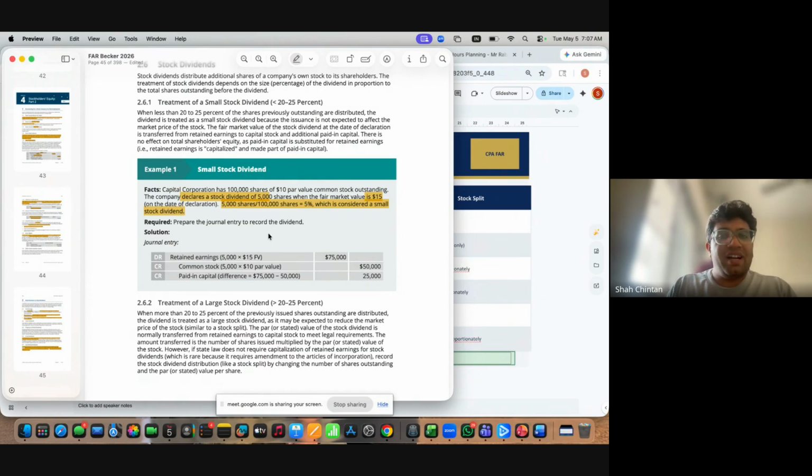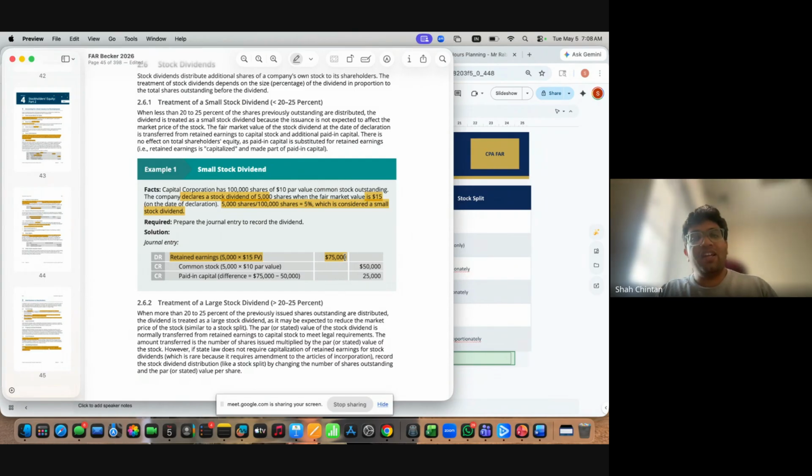Your entry is retained earnings account debited to dividend payable on the date of declaration. Now let's assume the dividend declaration is done and you are issuing the shares. So we are recording a net entry now here. So what we are saying, 5,000 shares into $15 when the dividend was declared, that is debited to your retained earnings. Your entry is retained earnings account debited $75,000, 5,000 shares into $15 each.